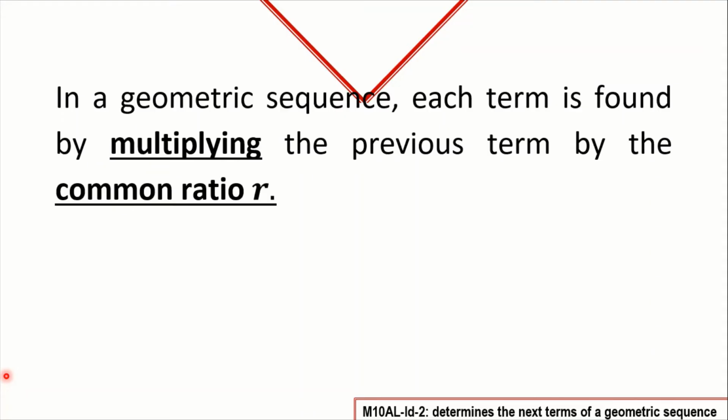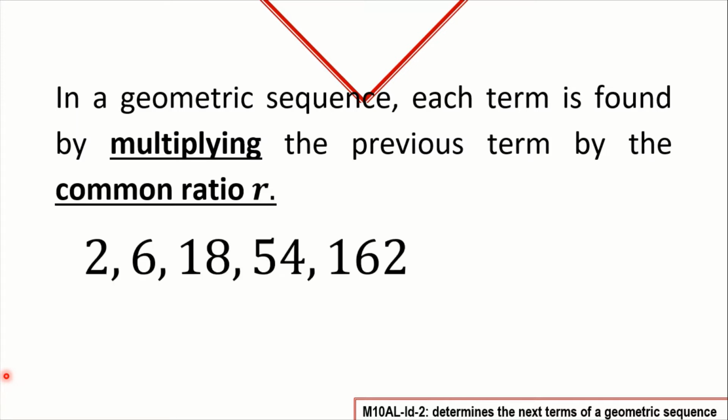In a geometric sequence, each term is found by multiplying the previous term by the common ratio r. So, mas madaling makuha yung next term of a given geometric sequence kung sa umpisa pa lang alam na kung paano i-identify ang common ratio. Now, let's have this example: 2, 6, 18, 54, and 162.